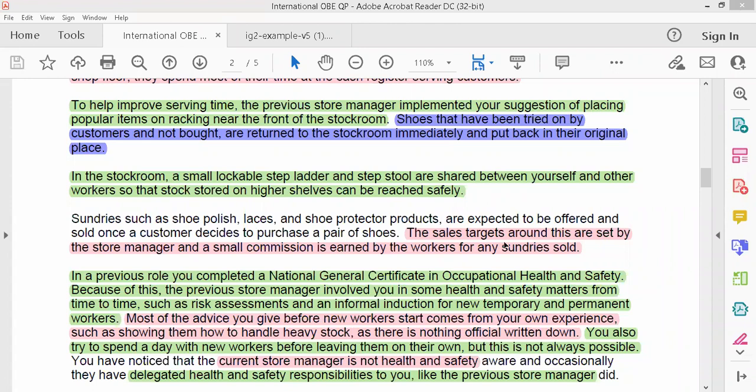The sale targets around this are set by the store manager, and a small commission is earned by the workers for any sundries sold. So this sentence is a negative sentence. They put the target for the sales, and the manager told them, when you sell the sundries with the shoes, you will earn commission.